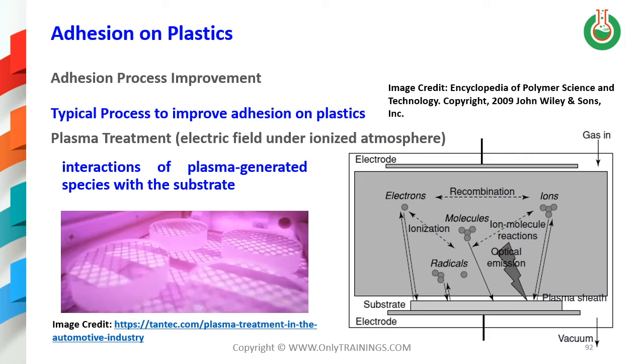Here is an example of some plastic pieces inside a plasma chamber, and at the right side the basic mechanism. You have the electrical discharge. This electrical discharge dislocates some particles from the energetic levels of the gas, and these atomic particles hit the surface of the plastic, creating the roughness and the chemical groups.